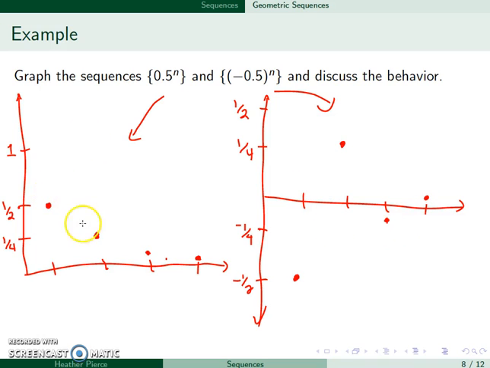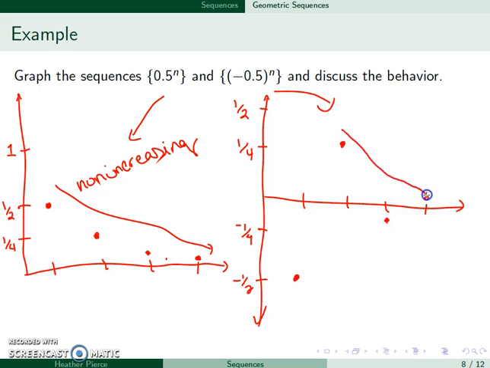So we can see that the first one is moving down towards 0. So this one is non-increasing. The second one is alternating positive and negative, so this is not a monotonic function. However, you can see that both sides are moving towards the axis. So it looks like both of these are going to go towards 0.